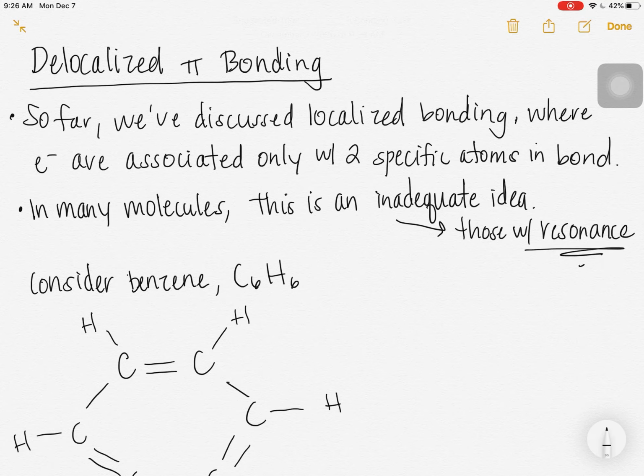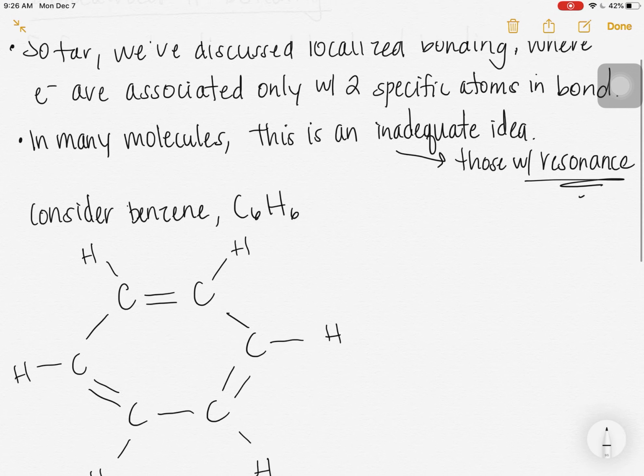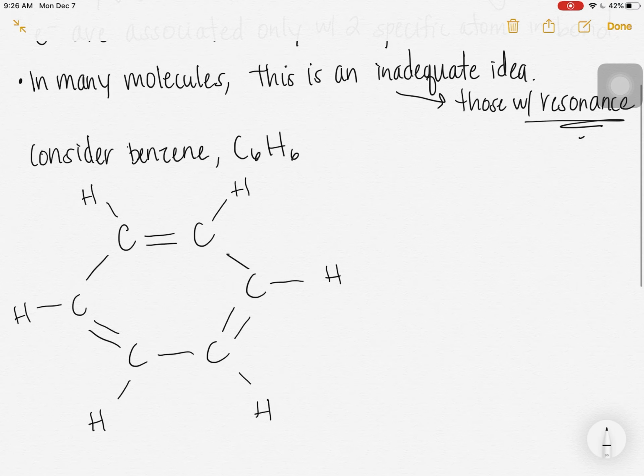The big topic here is that we're going to revert back to talking about resonance and how that plays into something called delocalized pi bonding. Think about the molecule benzene, which we have not talked a lot about. Benzene is C6H6, and it's a cyclical molecule. I don't want to say it's a circle because it's not, but it is all connected. And benzene is a famous molecule.